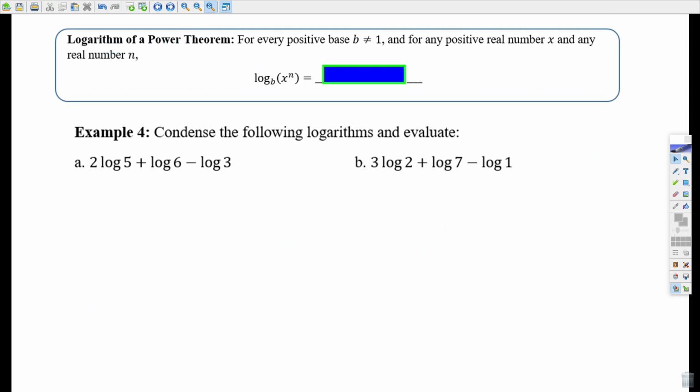Logarithm of a power theorem. For every positive base b not equal to 1, and for any positive real number x and real number n. So if we ever see this, we can go ahead and just throw it out front. We can say it's n times log base b of x. So we're just taking it and putting it out front.